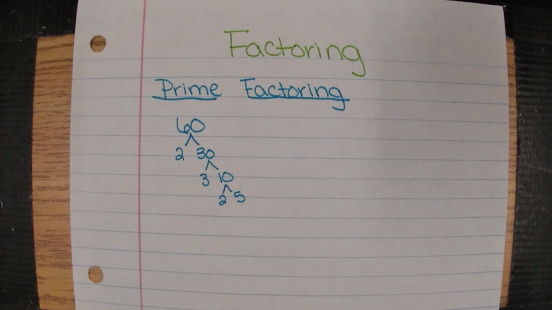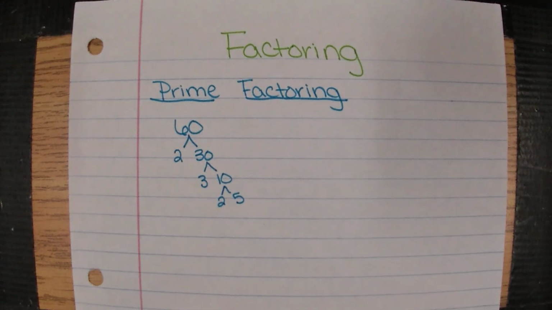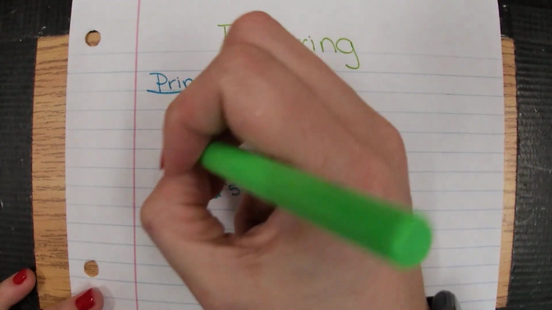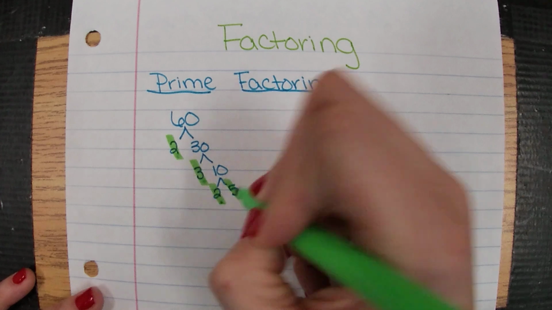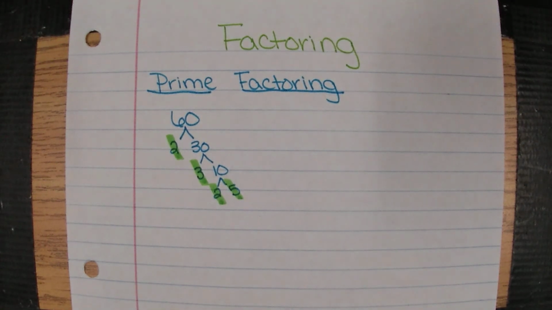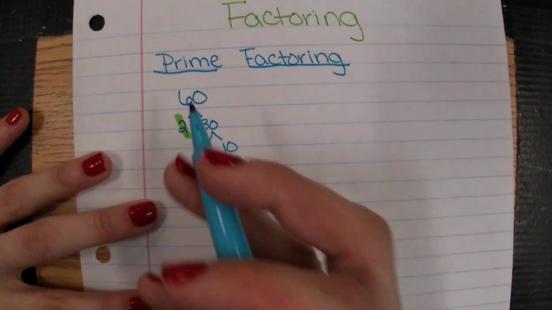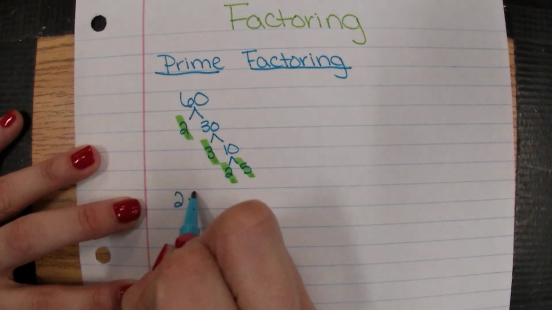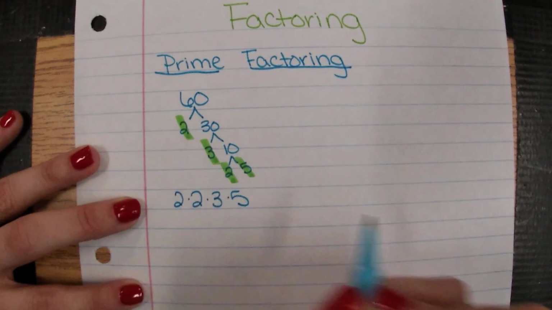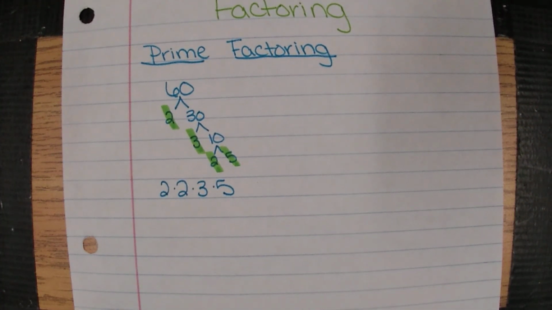And then every single number that does not have a branch coming off of it, so 2, 3, 2, and 5, are the pieces that make up our prime factorization. I'm going to write these in numerical order. It's going to be helpful later. So I'll say 2 times 2 times 3 times 5 is my prime factorization of 60.